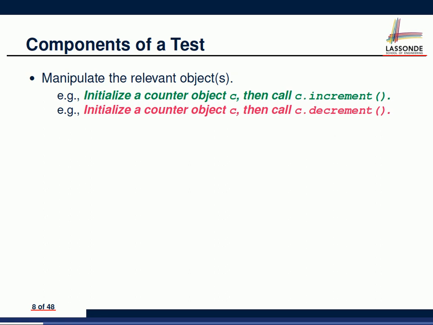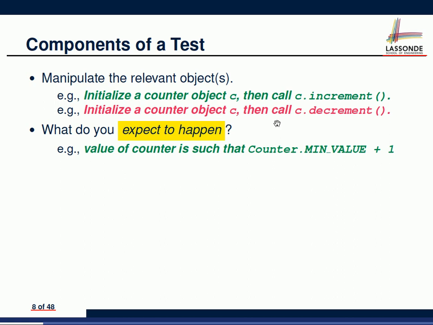Now, green and red: what do you expect to occur? As I said, for the green one, there should be no exception thrown, so the value should be from the minimum, 0, to 1. That's a normal case. What about exceptional cases? In the red, because I call decrement when the value is 0, that should give me a ValueTooSmallException.